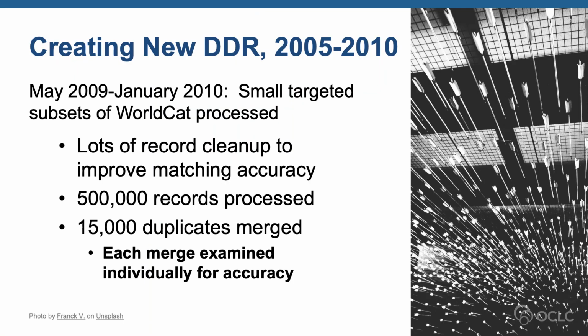In May 2009, we put the new software into limited production, processing small, targeted subsets of WorldCat. Between May 2009 and January 2010, we processed about 500,000 records this way, resulting in roughly 15,000 duplicates merged, every single one of which was examined individually for accuracy.